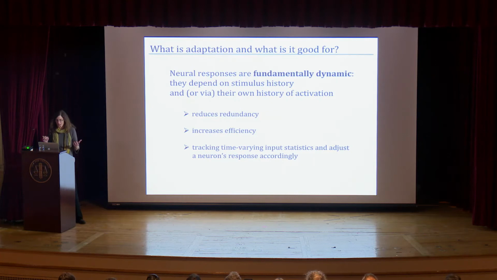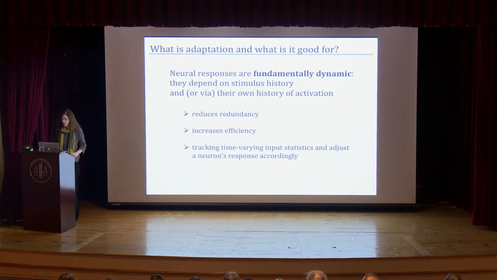All right. So what is adaptation and what's it good for? The key issue is that neural responses are fundamentally dynamic. When we think about the neural code, we really do have to think about it as something that's continuously changing. Neural responses depend on stimulus history, or maybe their own history of activation. And why do we think this happens? Ideas have been out there for a long time that this reduces redundancy, increases efficiency of coding, and allows neurons to track time-varying input statistics and adjust their response accordingly.